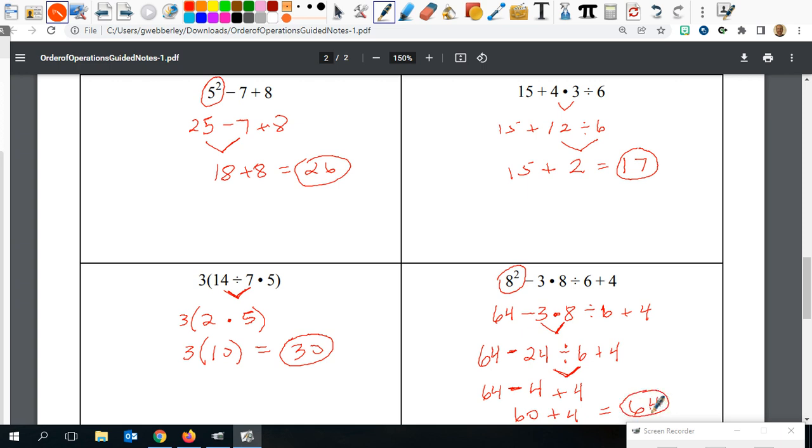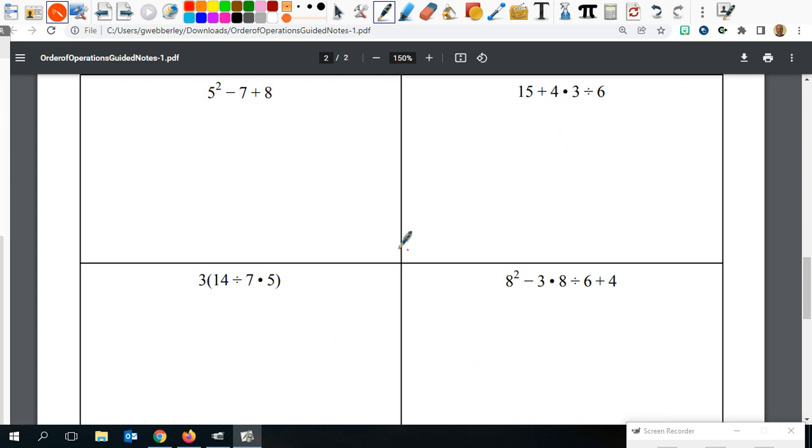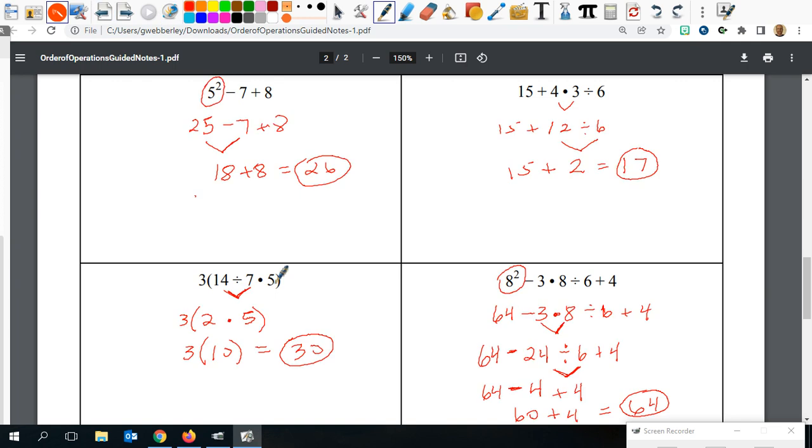So that one took several different things. We finally got the answer. But as long as you keep going with that order, looking for parentheses first, then exponents, then multiply, divide left to right, add, subtract left to right, and just be patient as you go through it, you should always be okay at the end, unless you make some kind of error as you're multiplying or adding or subtracting.